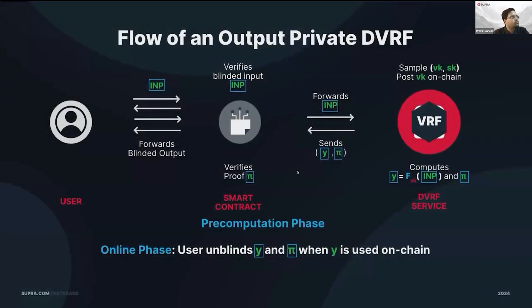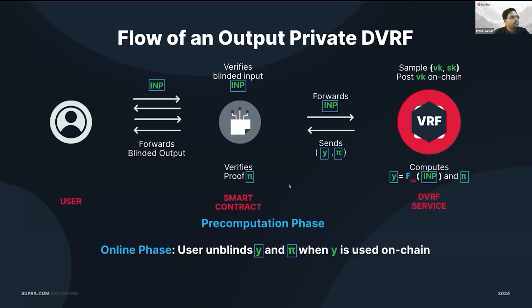So let me show you how an output private distributed VRF works. It is almost similar to a VRF service, except the VRF node on the right-hand side will be distributed. That is, it is run by a bunch of servers instead of a single server. The output privacy comes from the fact that the user will now blind its input, and this is forwarded to the smart contract. The smart contract verifies the blinded input, and this is forwarded to the VRF service. The VRF service will compute a blinded version of the output and also a blinded version of the proof. This will be forwarded to the smart contract and sent to the user.